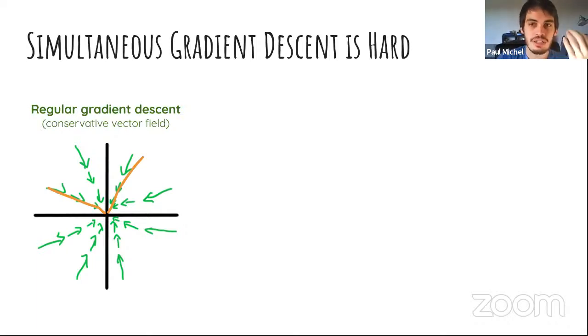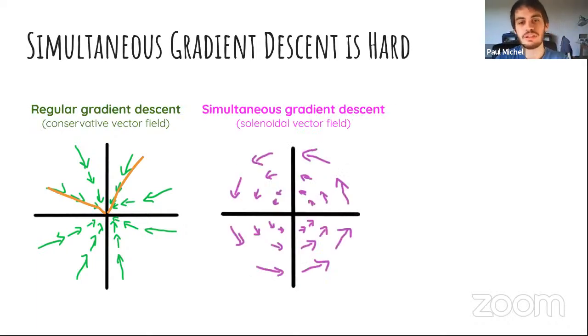Now, if you consider what happens in simultaneous gradient descent, consider a vector field where you have two parameters, and you're doing simultaneous gradient descent on these parameters, but each parameter's gradient is the gradient of a different function than the gradient of the other parameter. So you end up with weird vector fields like the one here, where you have this rotational motion, which can lead to cyclical behavior in optimization.